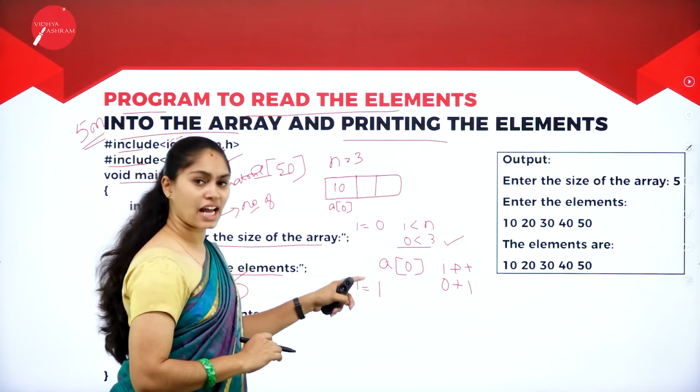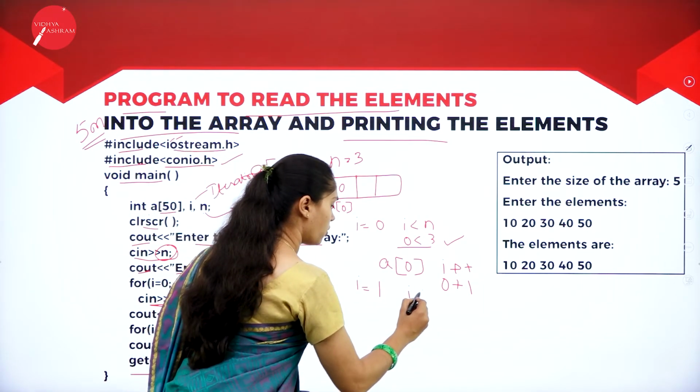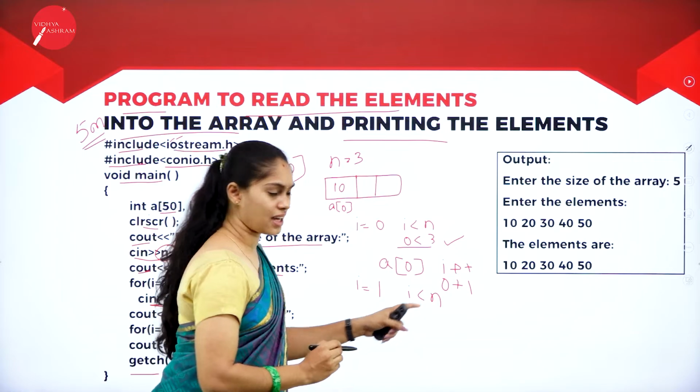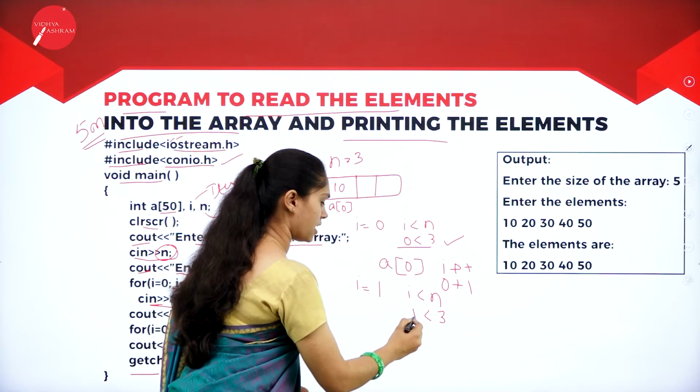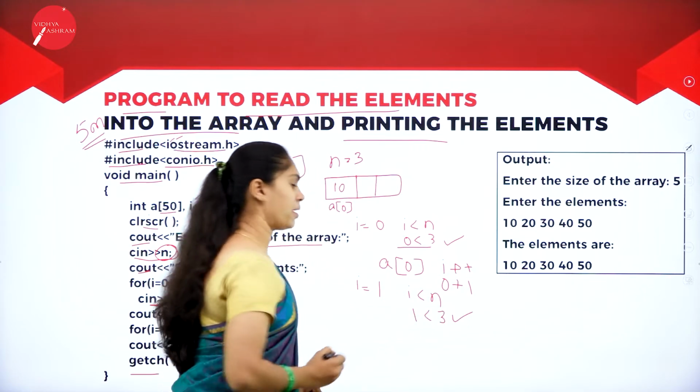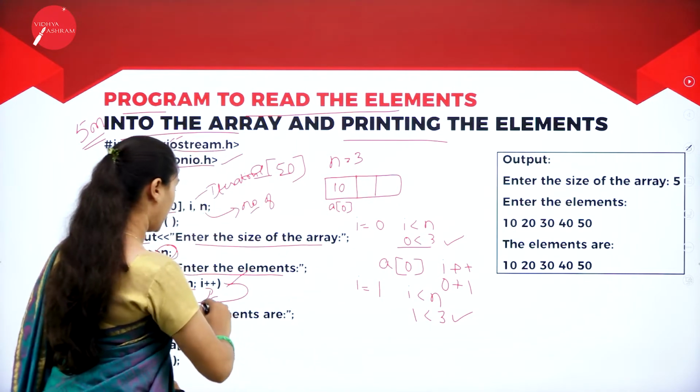Again, it will come here. i is 1 now. Then it will check again: i is lesser than n. The i value is 1 and the n value is 3, which will be constant. Is 1 lesser than 3? It becomes true. If it is true, again it will come here.